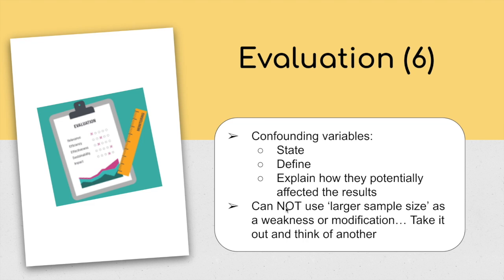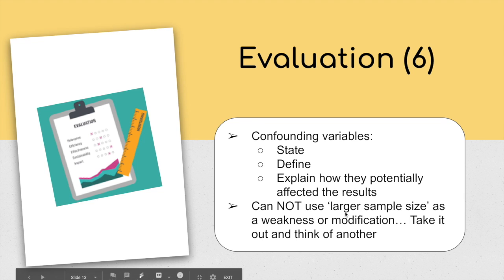It's not. The exam board has explicitly come out and said you cannot use, if I were to modify, I'd use a larger sample size as a weakness or modification. You can't use it. Take it out. Try and think of another strength or limitation of your sample. And if you're not sure how to do that, use the internet. Google what is the strength or limitation of a sample in an experiment and read what other people have written, because it will become more obvious to you when you do that.